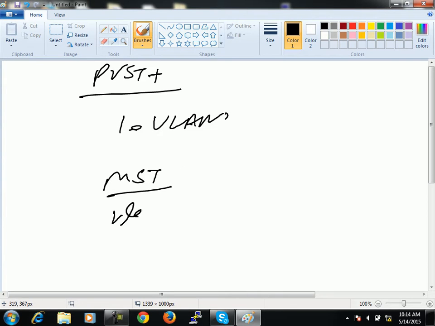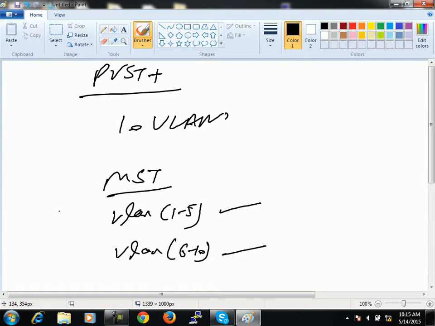For VLAN 1 to 5, we can create one instance of STP. For VLAN 6 to 10, we can create another instance of STP. Fine. So there will be only two instances of STP now. So it is not the same as CST, because in CST it was running only a single instance of STP for all VLANs. And also it is not the same as PVST, because it is not creating an instance of STP for each VLAN. So basically it works in between CST and PVST. MST works in between CST and PVST.